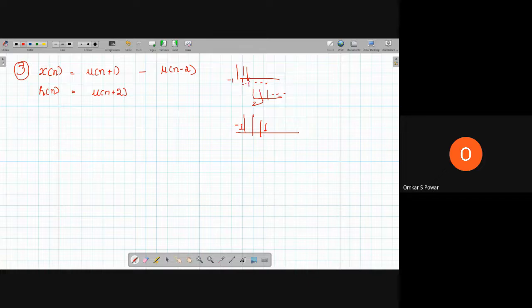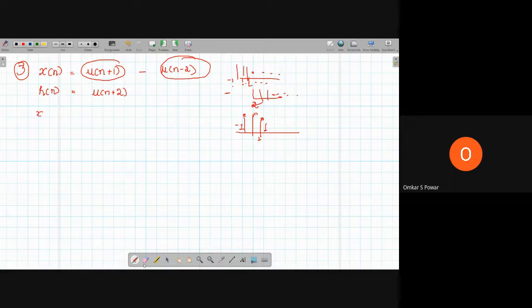I hope you understood this one. So u of n plus 1 minus u of n minus 2. This will start from minus 1, and it will go on like this. And this one, u of n minus 2, will start from 2 and go on. If you minus that, what will be the range? From minus 1 to 1. So this will be only remaining. So we will express that mathematically.